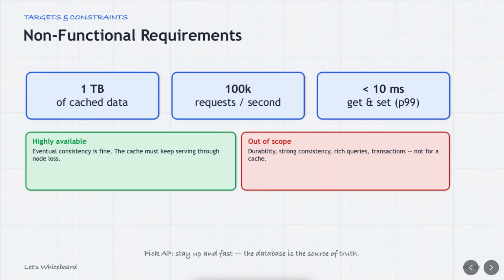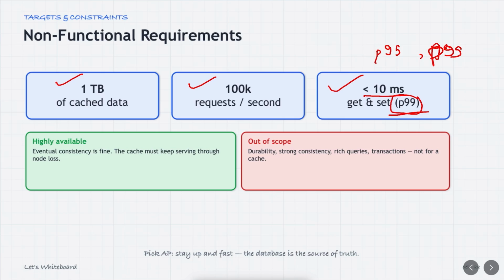Now let's see the non-functional requirements that we are going to handle in our system design. The first one is 1 terabyte of cached data, the second one is 100k requests per second, and the third one is less than 10 milliseconds get and set, which is for the P99 request. We usually follow the metrics P95 and P99. So we want less than 10 milliseconds at P99.